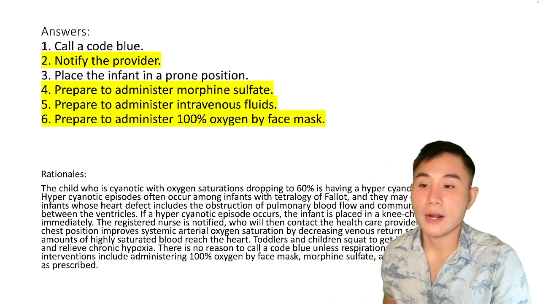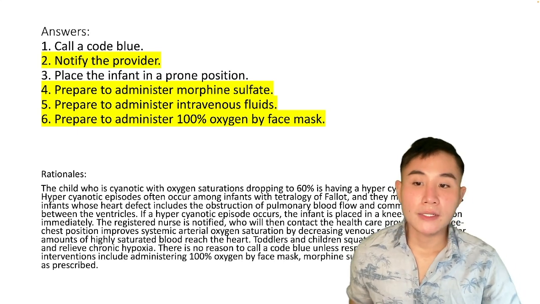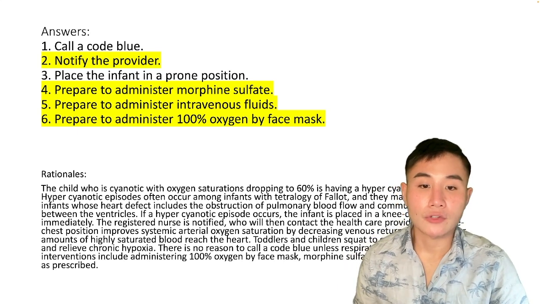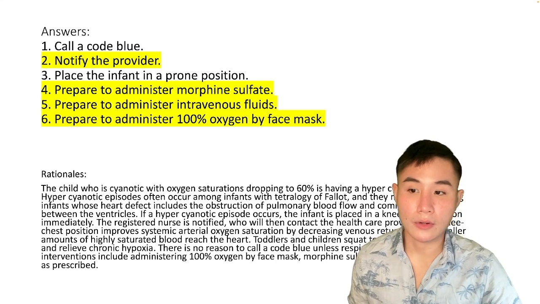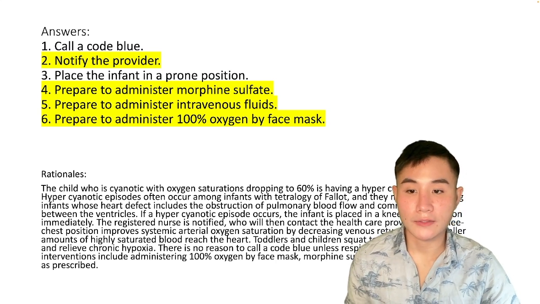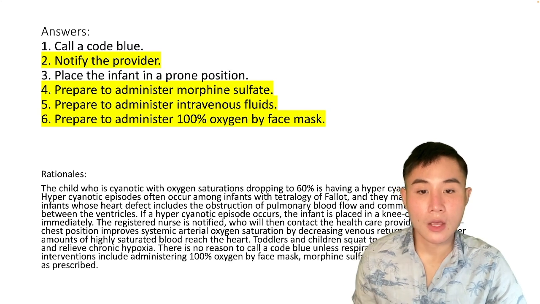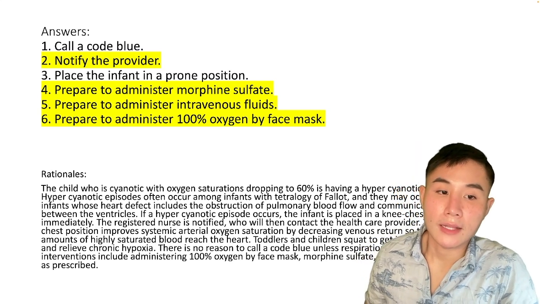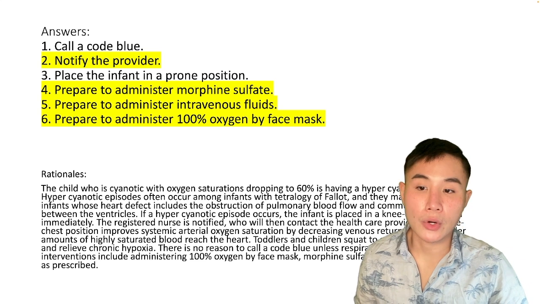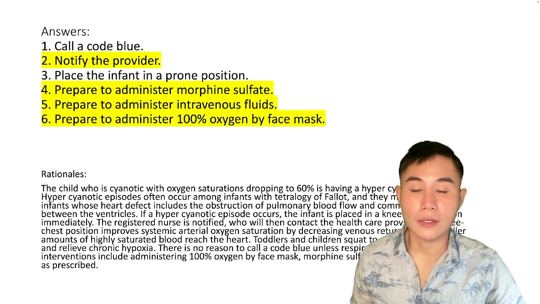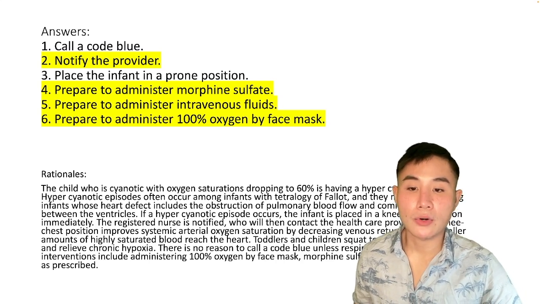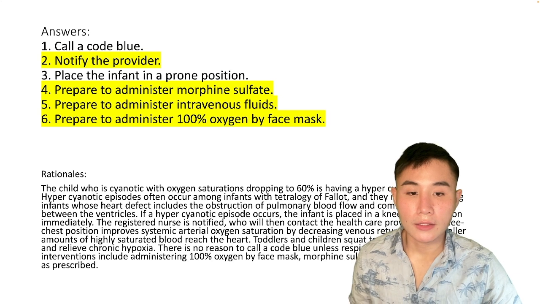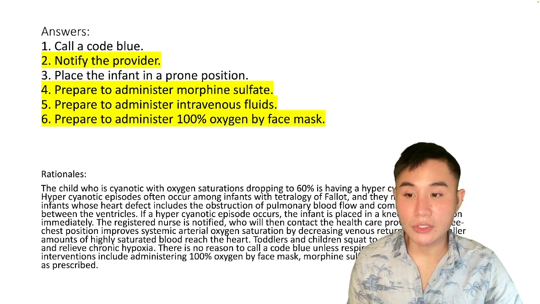So let's read the rationale. The child who is cyanotic with oxygen saturation dropping to 60% is having a hypercyanotic episode. Hypercyanotic episodes often occur among infants with tetralogy of Fallot, and they may occur among infants whose heart defects include obstruction of pulmonary blood flow and communication between the ventricles. If a hypercyanotic episode occurs, the infant is placed in a knee-chest position immediately.